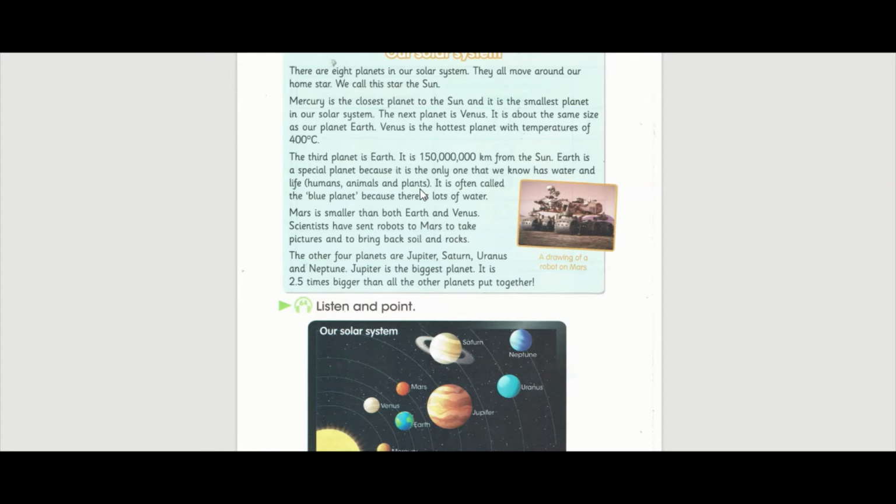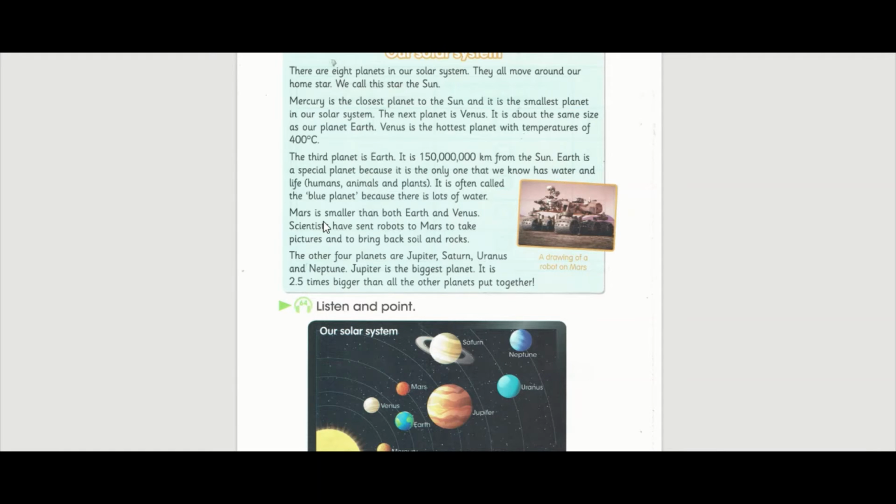It is often called the blue planet. كذلك يسمى بالكوكب الأزرق. لماذا؟ As you can see here, it looks blue, okay? Because of water. Most of the area of the earth is blue. It's full of water. You see? So it looks blue. لأن مثل ما ذكرنا إنه مملوء، it's full of water، هناك كثير من المياه.